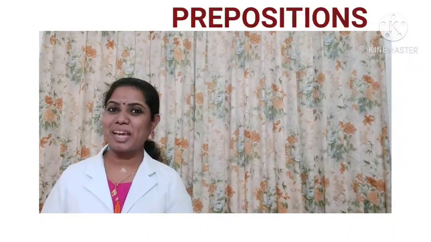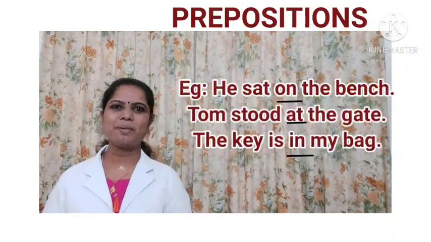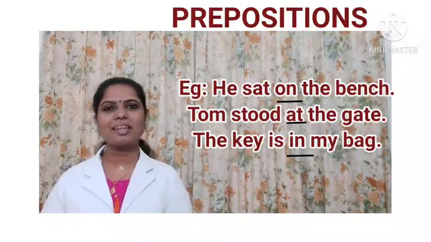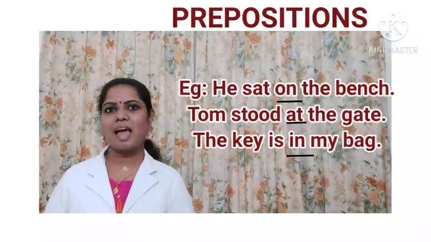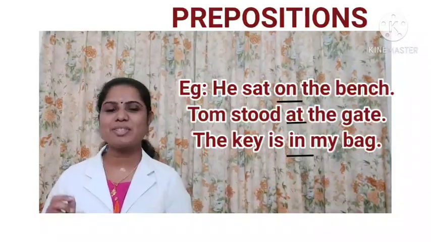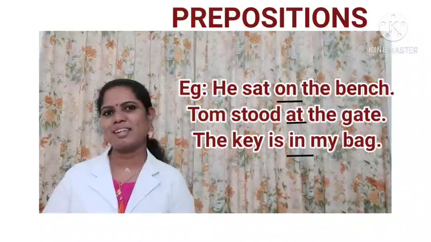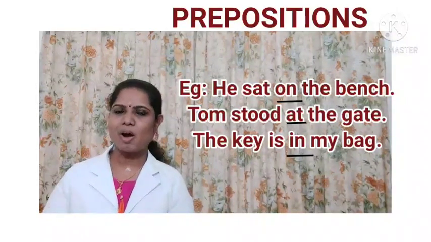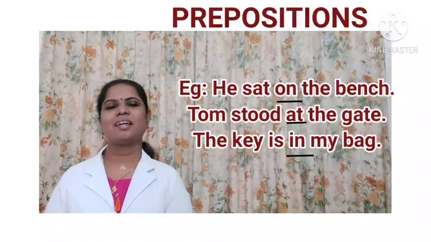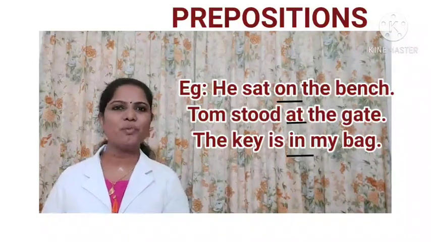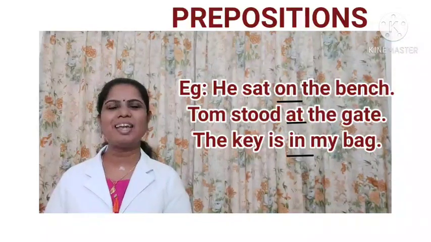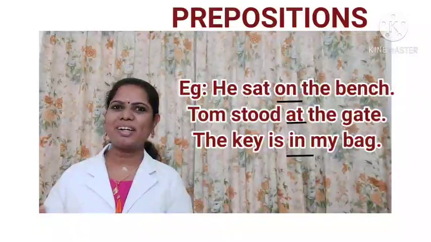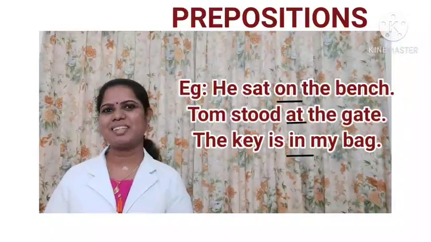Let us start with some examples. For example, he sat on the bench. Tom stood at the gate. The key is in my bag. See, children, I have stressed some words in these sentences. I have underlined these words too. The words on, in and at. These 3 words have certain functions, something to do in the sentences. What are they actually doing in these sentences, children?